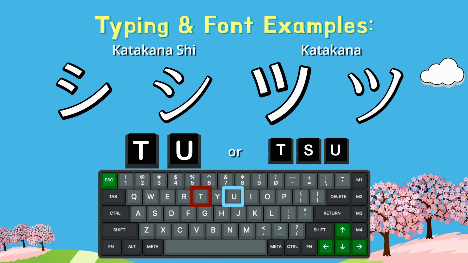In handwriting, I think these are easier to tell apart, but in computer fonts it can get a little messy.